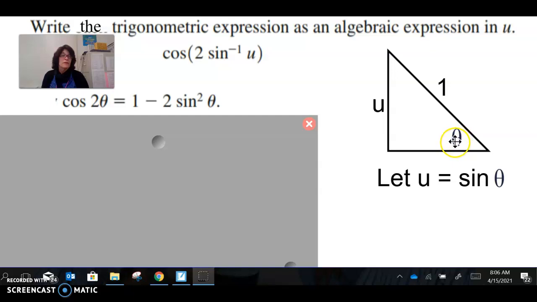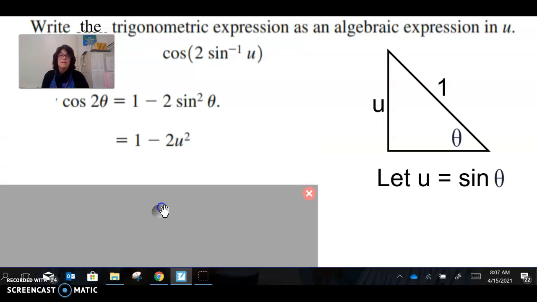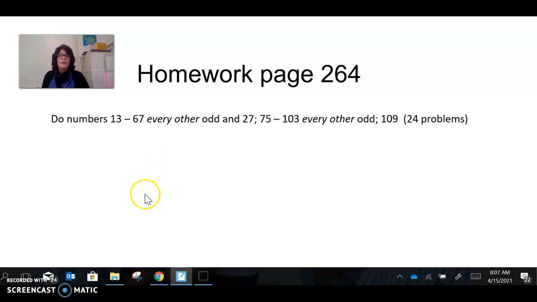Here's the angle. The sine of theta is u. So now I want cosine of 2 theta, which is this. And so that's 1 minus 2u squared. Once you get it in your head that inverse sine is asking for an angle, it really helps.